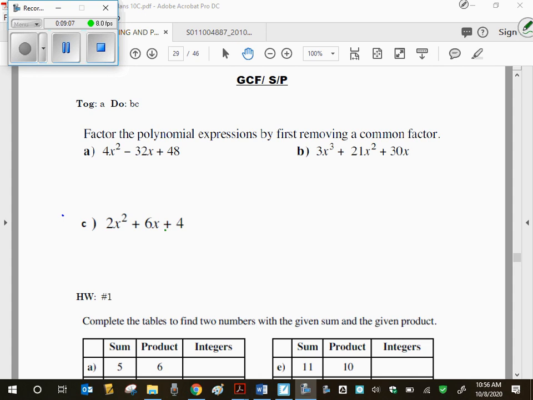So how do we do this? Well, we can't do sum product because it doesn't start with x squared. It is a trinomial though, so it might turn into a sum product. So write down these are two-steppers. The first step is GCF. The second step is sum product.